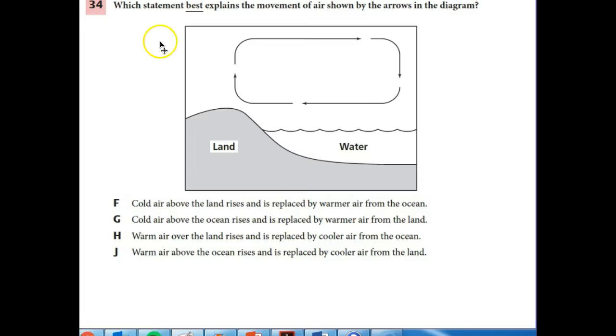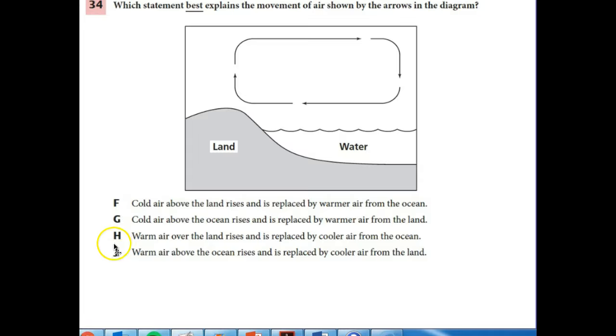Now, let's look at the question. It says, which statement best explains the movement of air shown by the arrows in the diagram? F. Cold air above the land rises. Wait a second. Cold air rises? No, let's get rid of that. G. Cold air above the ocean rises. Cold air doesn't rise. So I'm going to get rid of F and G. Now I've got a much better chance of getting it right.